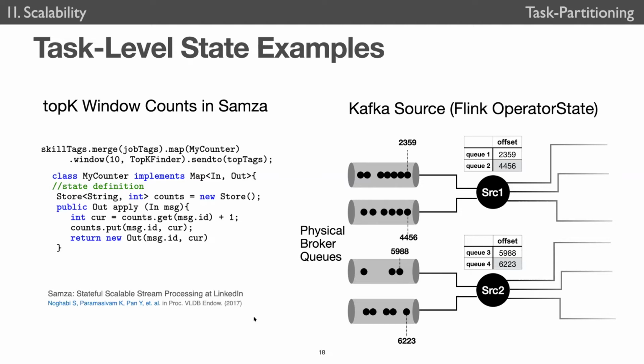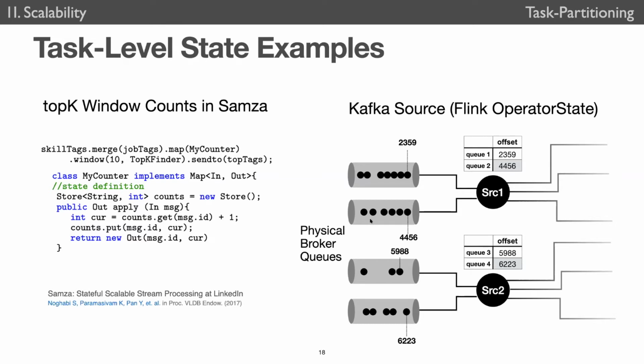Task-level partitioning maps state to physical compute tasks, allowing one instance per task. And this is typically the best choice when we need to compute global aggregates, such as top K stream queries, or when the state does not grow over time. On the left, you see an example of a top K window count in the Samza system that is aggregating entries from a single store, the store object that you see here, and then it sends it over a window to select the top 10 entries.